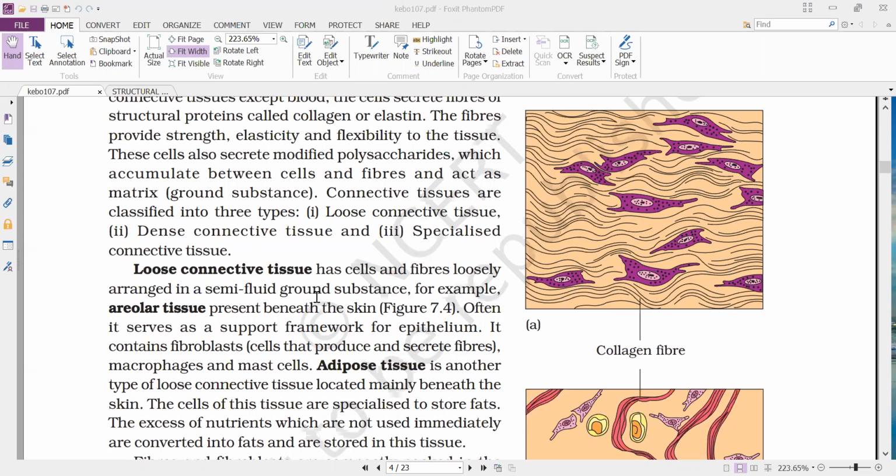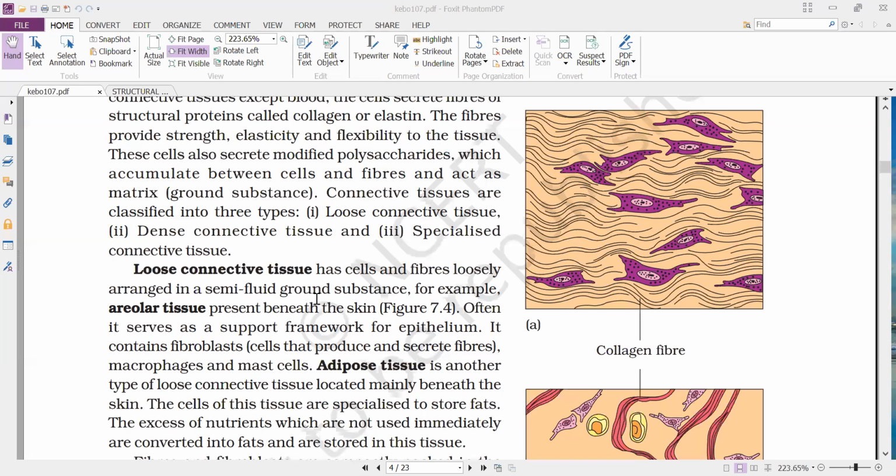If the cells and fibers are loosely arranged in a semi-fluid ground substance, not a fluid, then such a connective tissue we call a loose connective tissue. The best example is areolar connective tissue. The areolar connective tissue present beneath the skin is a good example of loose connective tissue.